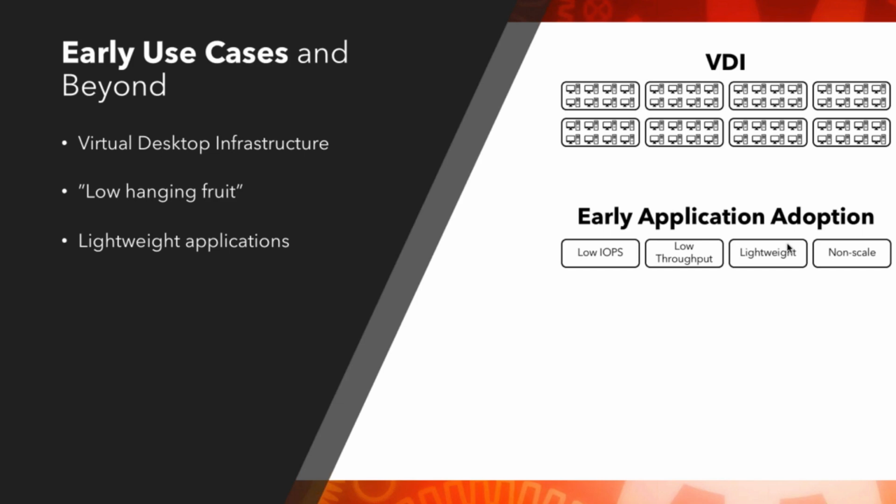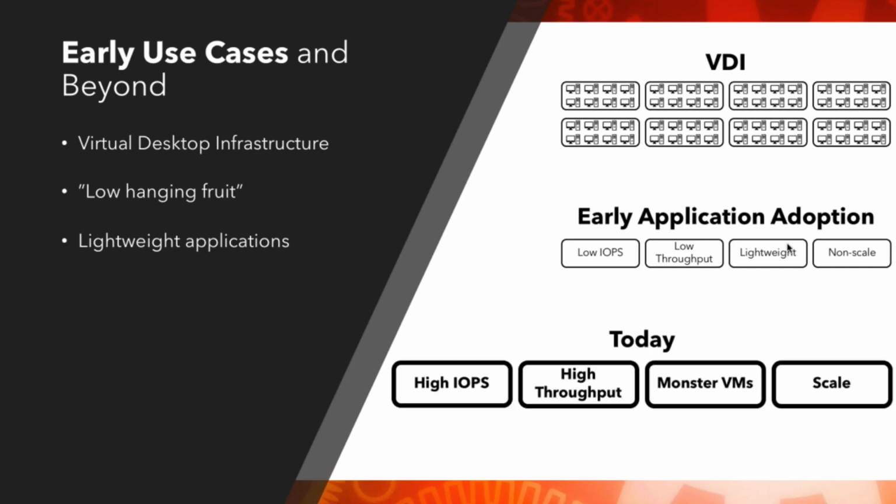Now, some of these early applications were relatively low IOPS, relatively low throughput, kind of lightweight, and in some ways they didn't scale like we wanted to. Now, VDI does scale because they're discrete workloads. But when we started to look at, for example, the issue of the monster VM, we had some challenges we had to overcome. Today, though, we're seeing some of those challenges being overcome with solutions by companies like DataCore here.